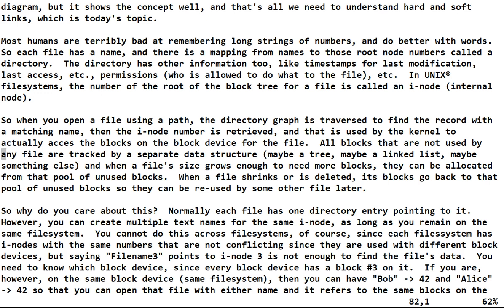So when your file gets larger, you can allocate more blocks, and they move from the free structure into your B-tree. And then if you make the file smaller or you delete a file, the blocks get recycled and they get moved back to that free space data structure, whatever it is.